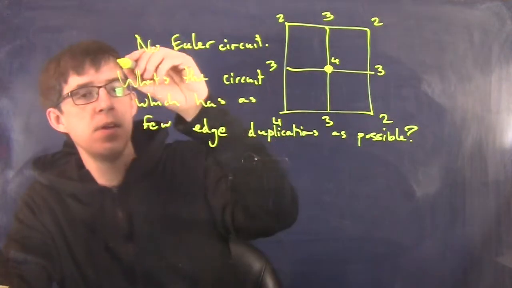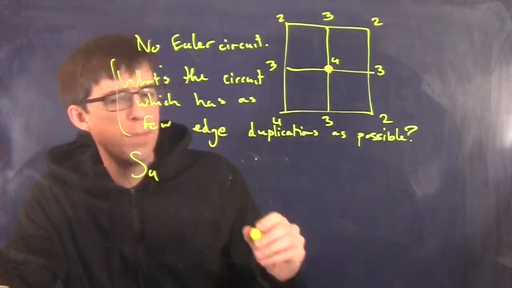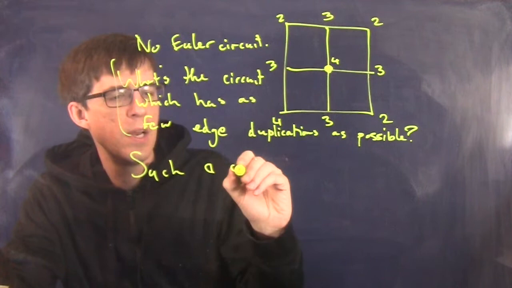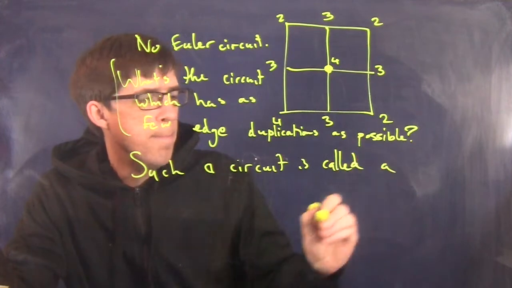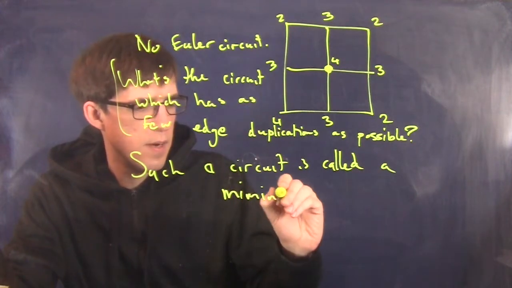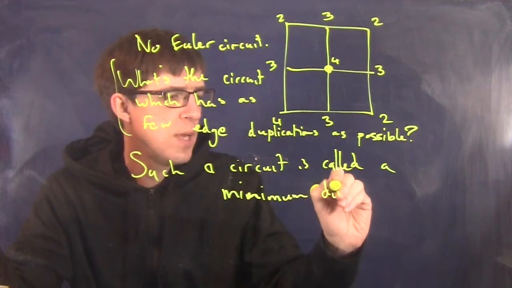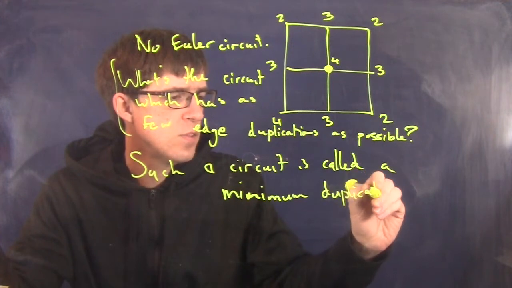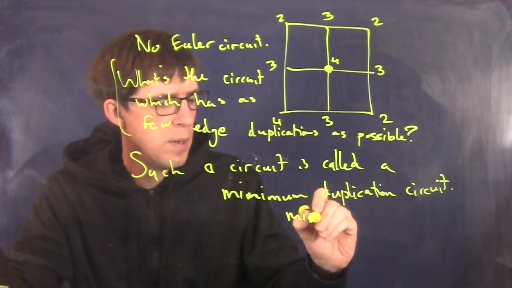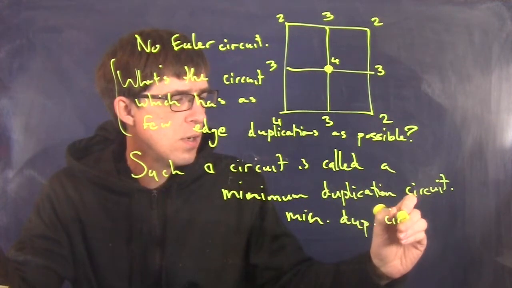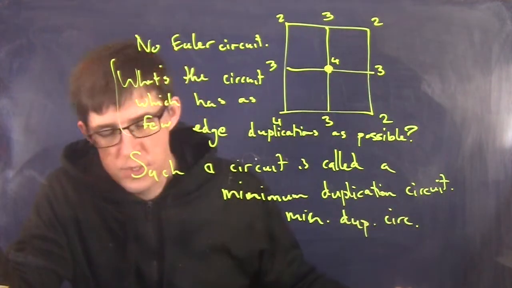So, such a circuit which has as few edge duplications as possible is called a minimum duplication circuit. Not a very creative name. Minimum duplication circuit. Or I will sometimes write min-dup-circ. Alright? So, today I want to talk about how you find a minimum duplication circuit in a graph.